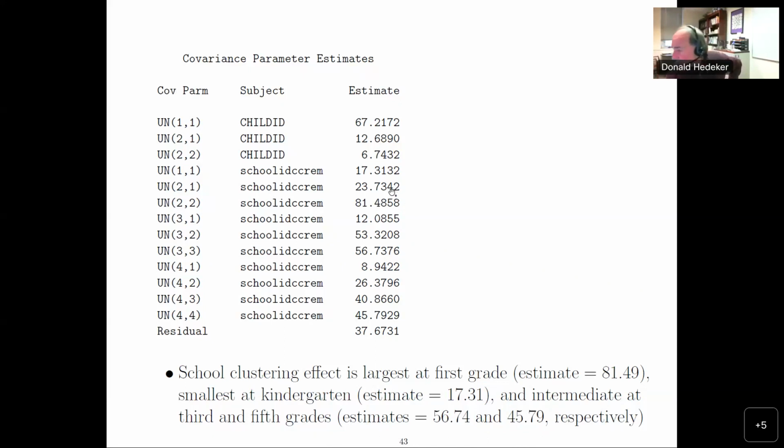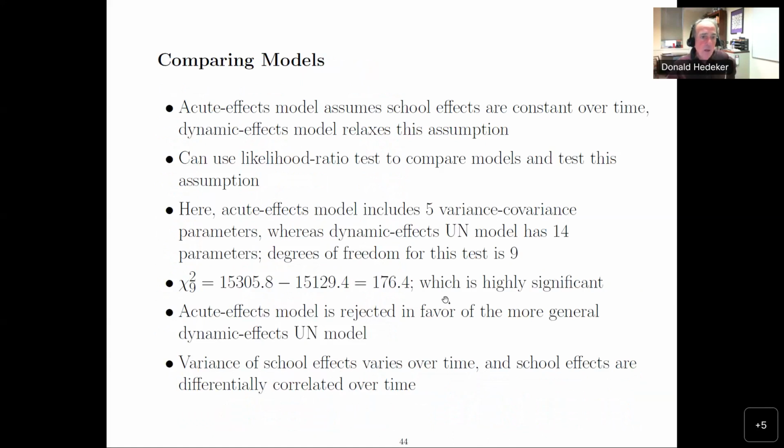Now, what I'm going to finally show you, and then I'll stop talking and address questions, is how we can use these variance parameters to get a correlation matrix. Oh, before I do that, here shows comparing the models. This is just about comparing the acute effects and the dynamic effects model. And again, in this case, we want to find out, is it the case that the clustering effect is the same across time, which is what the acute effects model assumes, or, relaxing that, is it the case that the clustering effect is different across time?